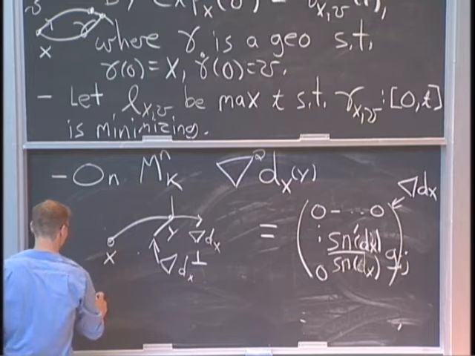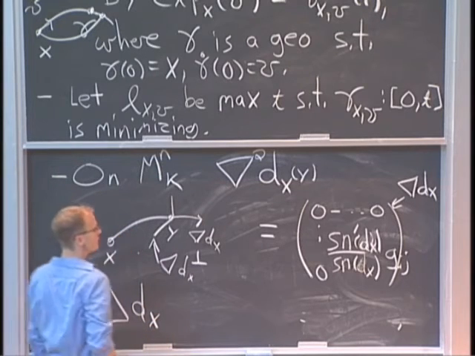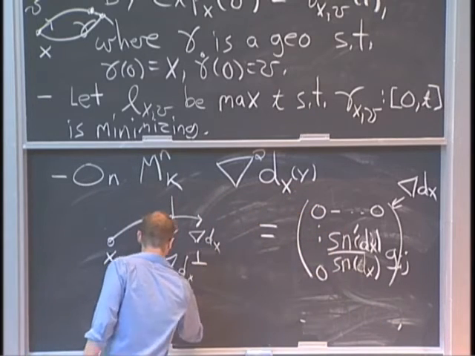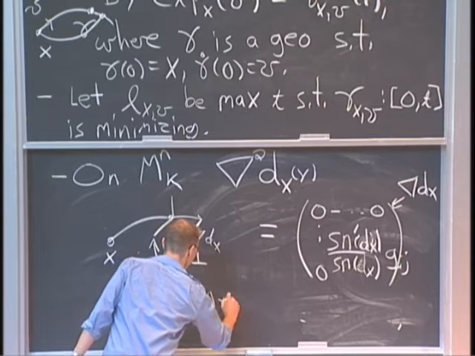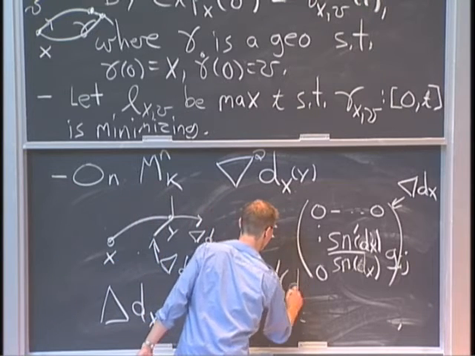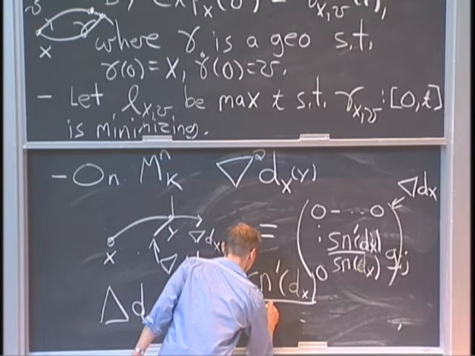In particular, the Laplacian of the distance function. Well, that just means that we're tracing, so we sum up over all these directions. This is precisely equal to n minus 1 times some function of the distance function.